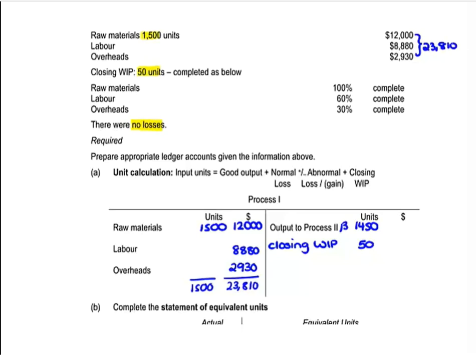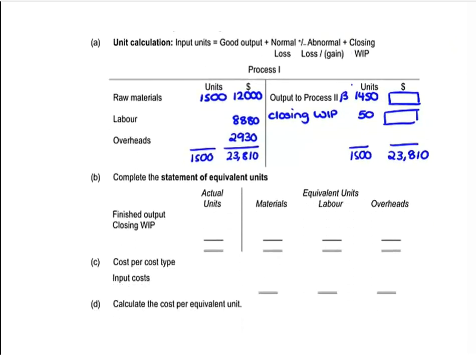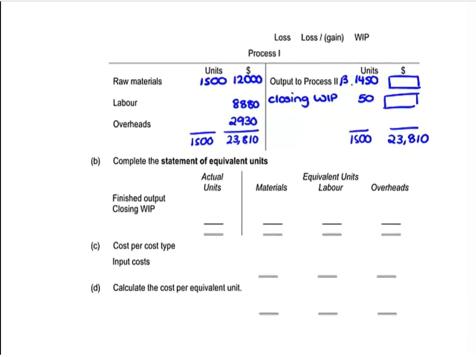What we need to do then is, before we can value our output to process 2 and our closing work in progress, we need to do our statement of equivalent units so we can carve that 23,810 between the different types of units. And we're going to use this information about the percentages complete to help us. So we need to set up a table, and you've got the pro forma here in part B, for the statement of equivalent units.